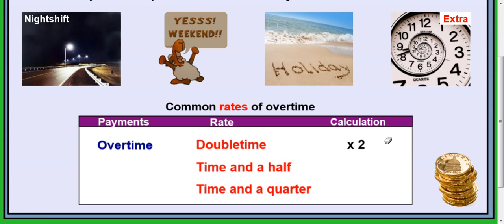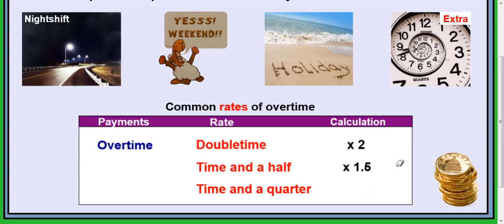Time and a half is not as good as double time. That means you get what you normally get plus a half extra. Say you were getting £8 an hour. You would get that plus a half, so 8 plus 4, which is 12. The easy way to get the answer is to multiply by 1.5. If you do 8 times 1.5 you'll get 12, and that will calculate your rate for time and a half.